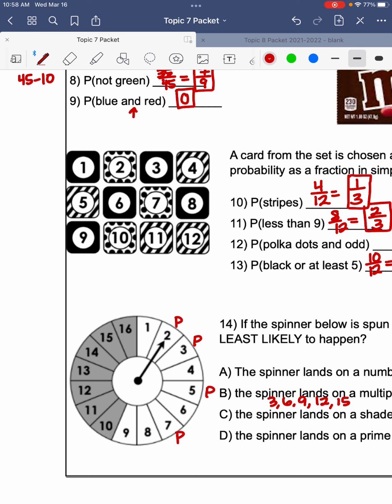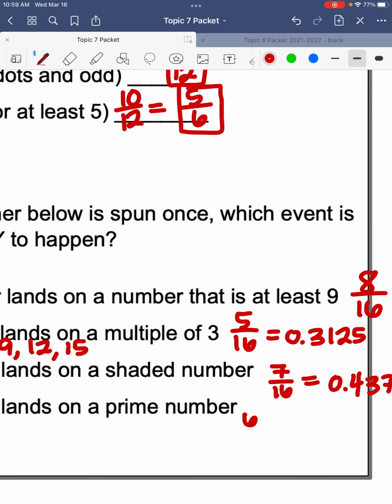10, not a prime number because 2 times 5 makes 10. 11 is a prime number. 12 is not a prime number because 2 times 6 makes 12. Also, 3 times 4 makes 12. 13 is a prime number. 14 is not a prime number. 2 times 7 makes 14. 15 is not a prime number. 3 times 5 makes 15. 16 is not a prime number because 2 times 8 makes 16. Also, 4 times 4 makes 16. So my only prime numbers here are 2, 3, 5, 7, 11, and 13. That's 6. 6 out of 16.